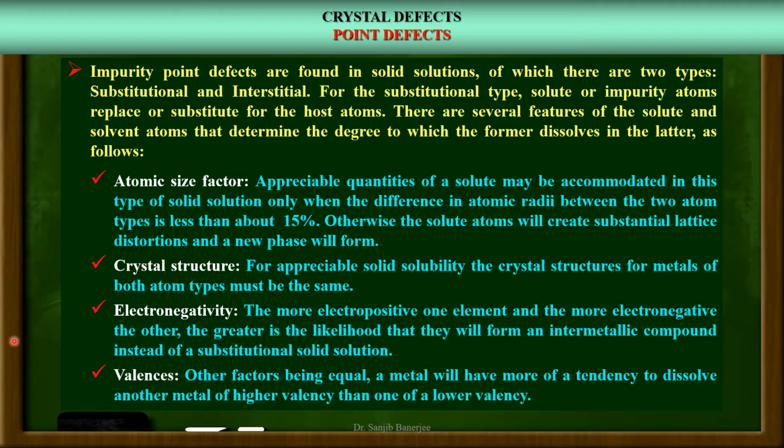The second one is the crystal structure. Now for appreciable solid solubility, the crystal structure for metals of both atomic types must be the same. The third one is the electronegativity. The more electropositive one element and the more electronegative the other, the greater is the chance that they will form an intermetallic compound instead of a substitutional solid solution.